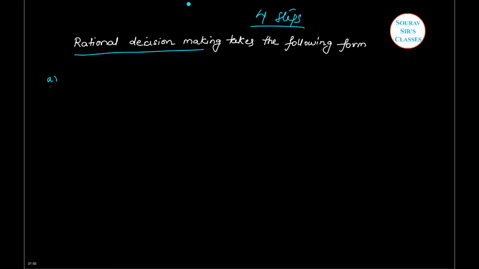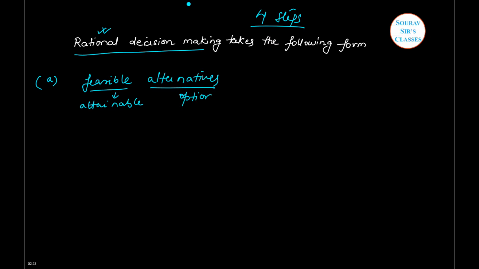Now, the first step for being a logical decision maker is that the decision taker sets out all the feasible alternatives. So he will consider all the feasible alternatives. Feasible means all those options that are attainable to him, and alternatives means options. So he will take into consideration all the attainable options.